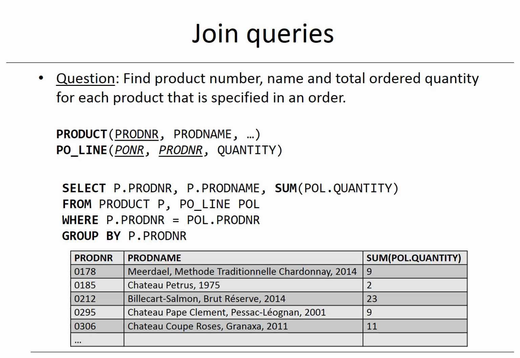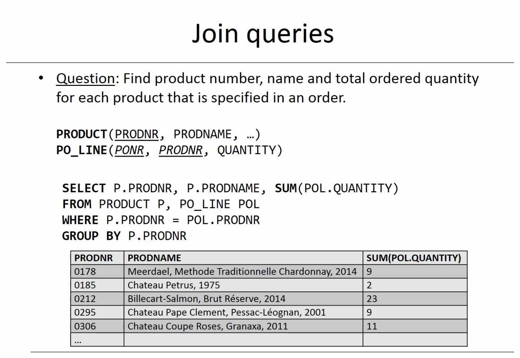A join condition can also be combined with any of the earlier SQL constructs we discussed. This allows us to build very powerful SQL queries answering complex business questions. Let's consider the following example. Find the product number, name, and total ordered quantity for each product that is specified in a purchase order.